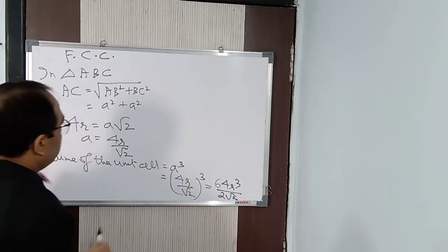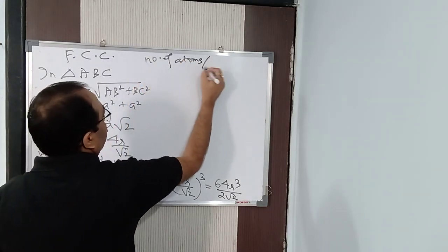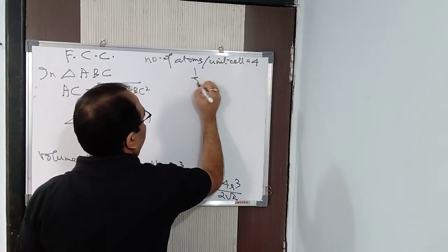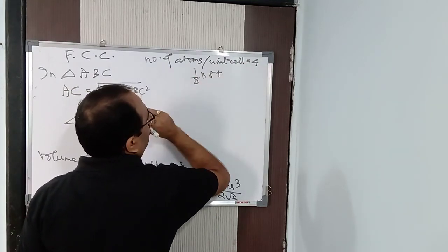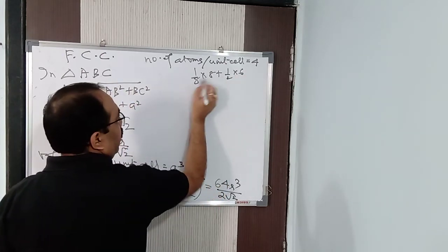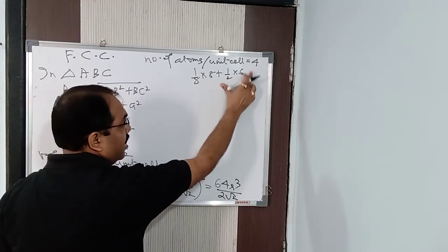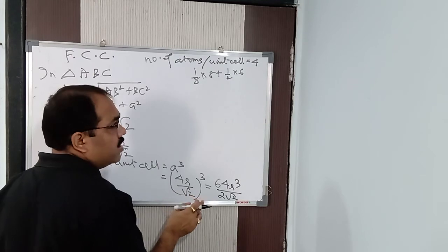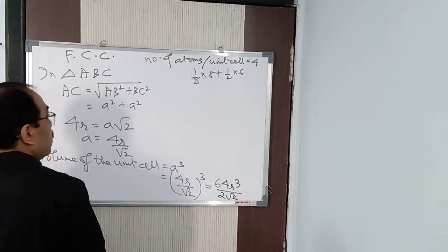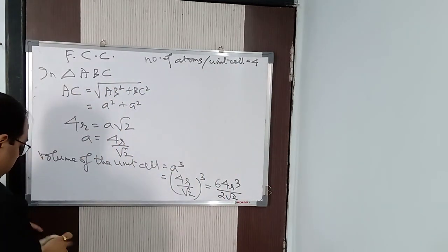So the number of atoms per unit cell is how much? In case of FCC, the number of atoms per unit cell is nothing but 4. How is it 4? 1 by 8 into 8, plus half into 6. The number of atoms at the corner is 1 by 8 into 8, plus how many faces are there? 6 faces. Contribution of each face is half. So half into 6 is 3. 3 plus 1 is 4. Got it? So hence it comes to be 4. I hope you understood. I have told this in the previous video also.